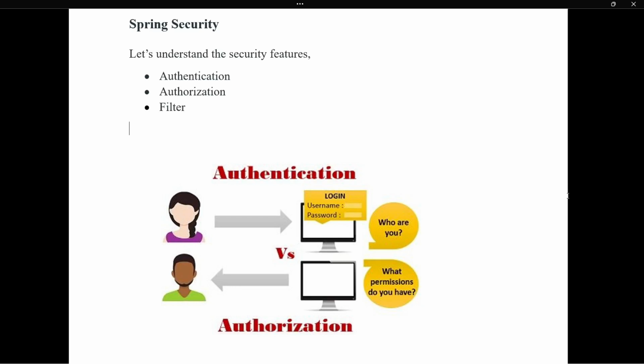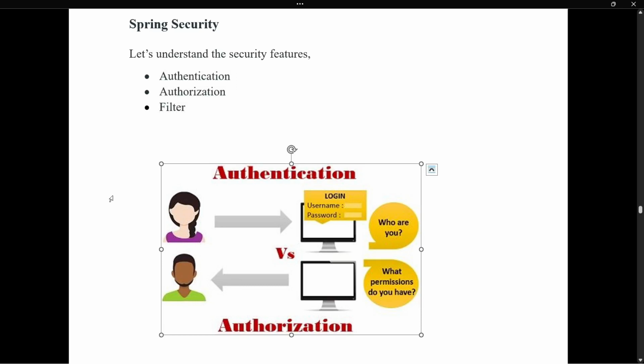For security, there are some features: authentication, authorization and filter. These three are the main security features. These features are very important to understand. To understand Spring Security, it's very important to understand these features. So let's understand each one of them one by one.